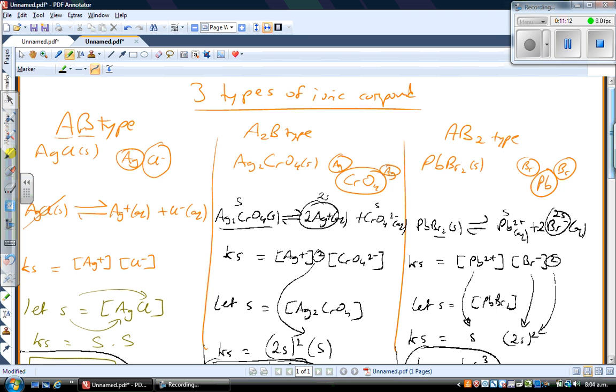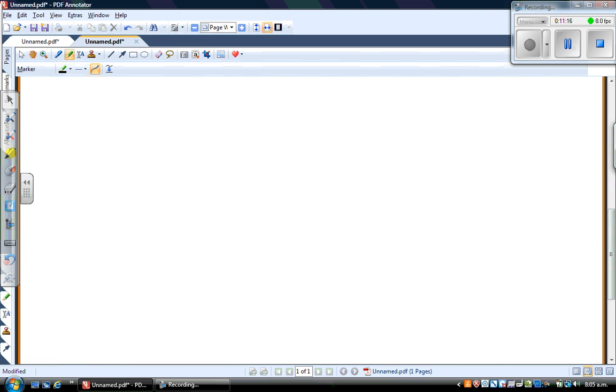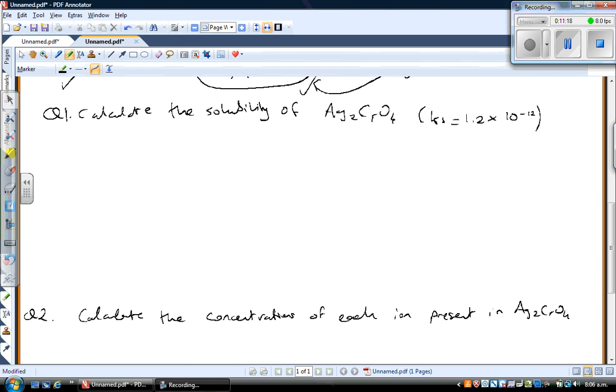So let's take a look at some examples. I'll just do a simple question here. Two straightforward questions just to review our point. The first thing we need to identify, in the question it says calculate the solubility of silver dichromate. Well, we're looking to calculate S first of all, so the answer should be in moles per liter. That's the first thing we can say.